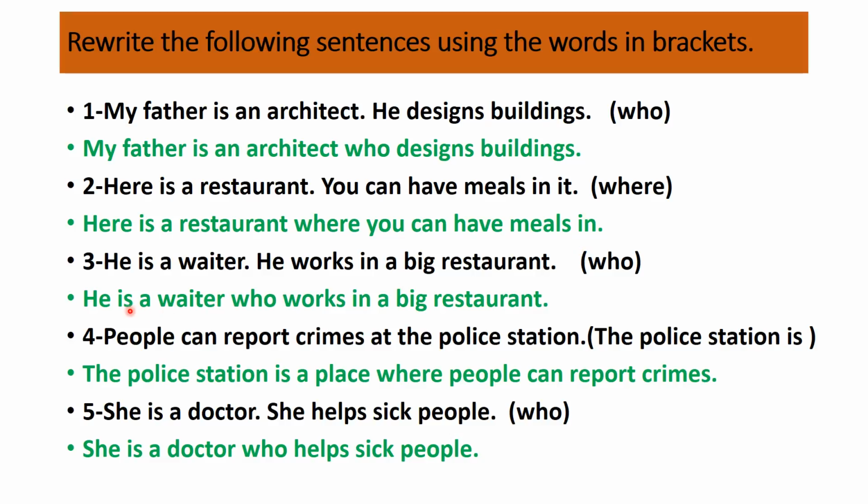Number 3. He is a waiter. He works in a big restaurant. So use who. So look at the subject. He is a waiter. So he is the subject. He also here is the subject. So the first sentence will be the same. He is a waiter who works, the verb, who works in a big restaurant.